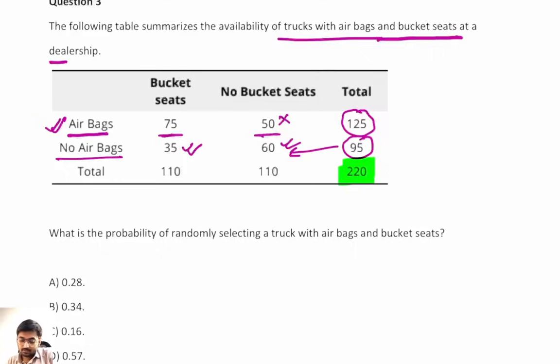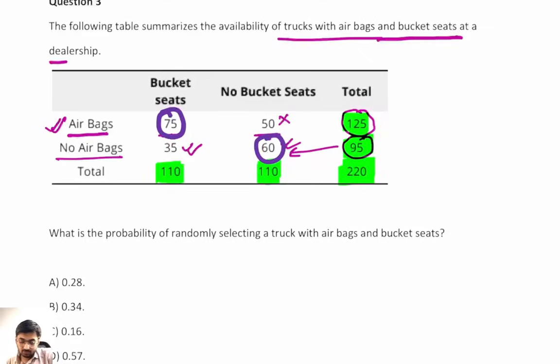Now the question is, how many trucks are there with airbags? 125. How many trucks are there without airbags? 95. How many trucks are there with bucket seats? The answer is 110. How many trucks are there without bucket seats? The answer is 110. How many trucks are there with airbags and with bucket seats? The answer is 75. Clear? How many trucks are there without airbags and without bucket seats? The answer is 60. Are you clear with this?